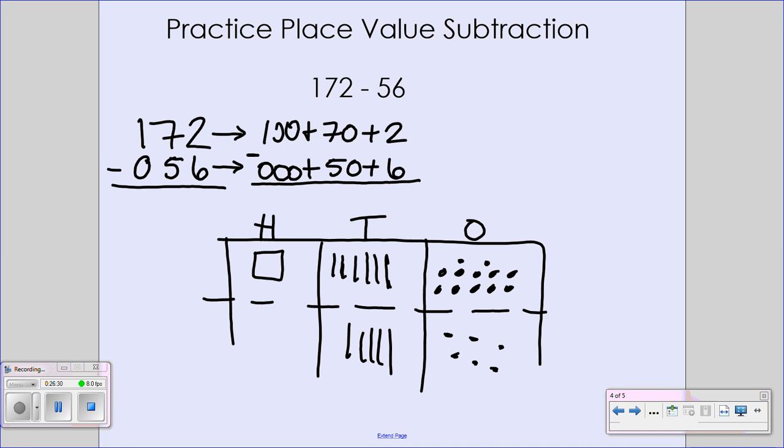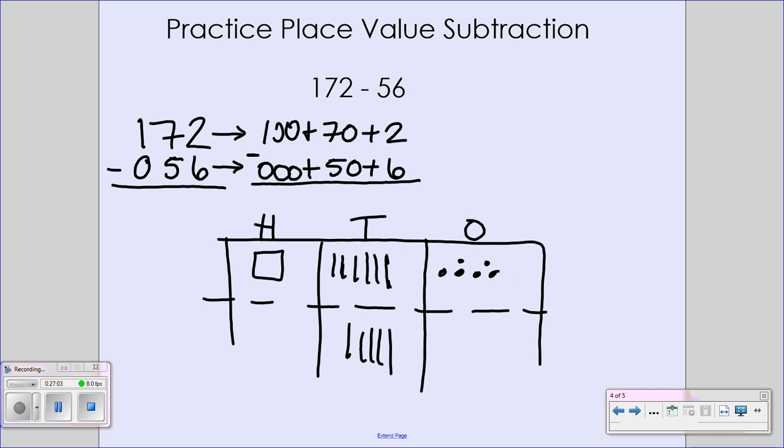Okay, so now I have 12 ones, subtract 6 ones. Do I have enough ones to do that easy peasy? Yes. What is 12 subtract 6? 6. You can match yours up. But I know that all of these guys are going to go away, and all of these guys are going to go away. So I only have 6.